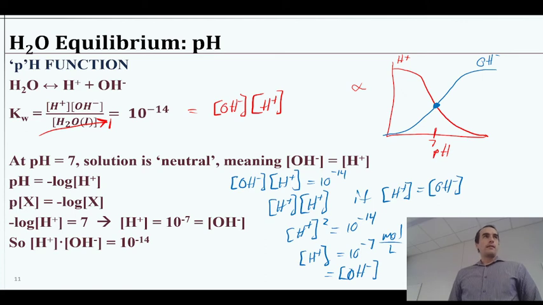All right, does that make sense? The pH stuff. Okay, P is an operator. Just remember that's 10 to the negative log of x is P of x.